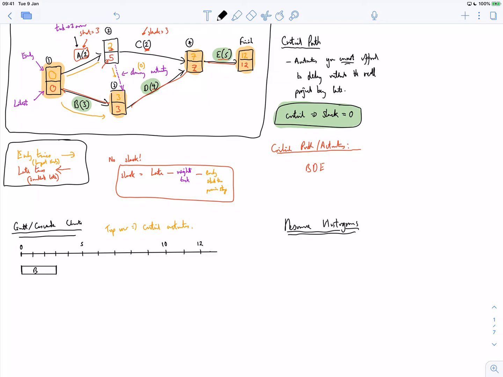Then it's D, and D is 4, so that's going to finish day 7. So 1, 2, 3, 4, like so. Now obviously you'd draw it with a ruler and you'd be given a table in your test. I'm just doing this freehand. And then finally E, it's 5 days, so that'll finish at 12. So something like this maybe.